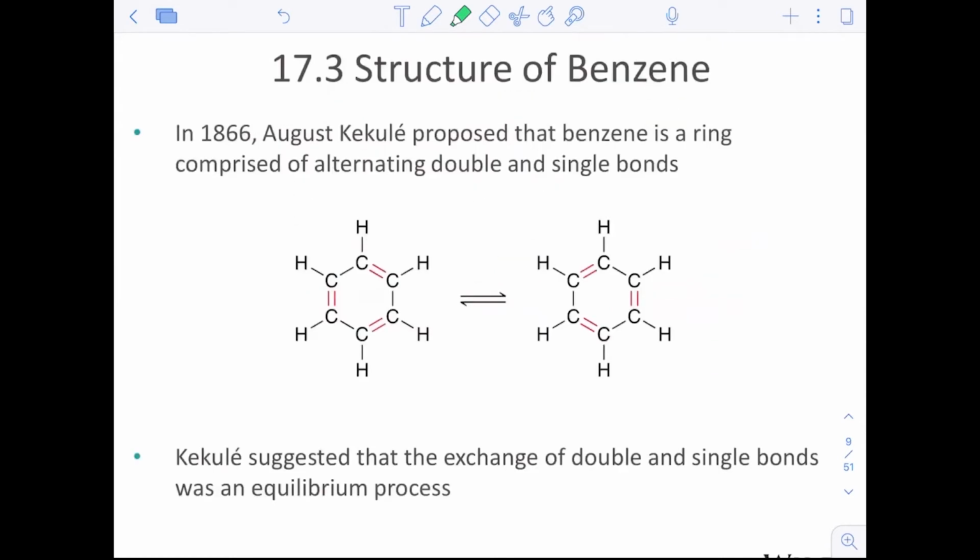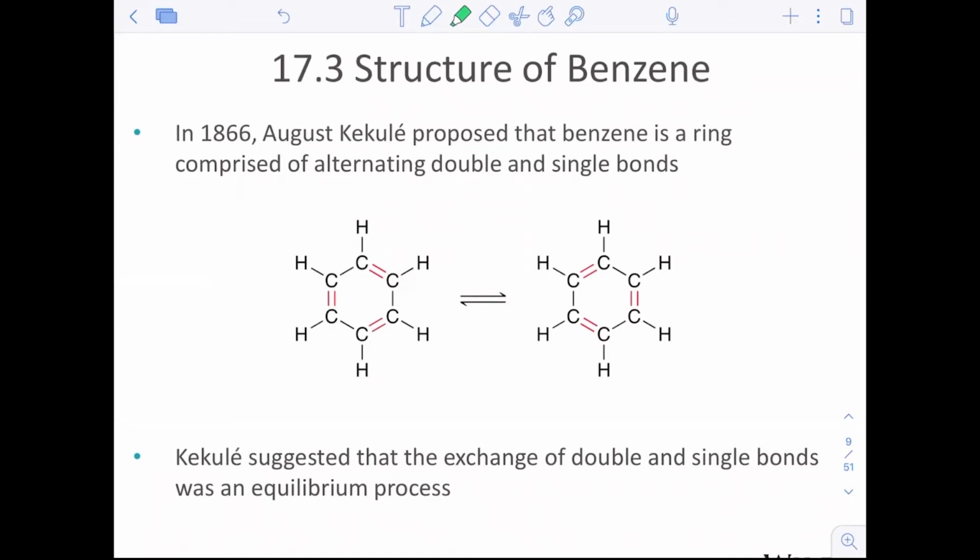Funny. All right, let's look at the structure of benzene, all right? So in 1866, August Kekulé proposed that benzene is a ring comprised of alternating double bonds and single bonds. August Kekulé was an interesting guy. He was really into the artistic aspect of chemistry, which is why I think organic chemistry is so difficult sometimes, is because there's such a visual aspect to it and an artistic aspect.